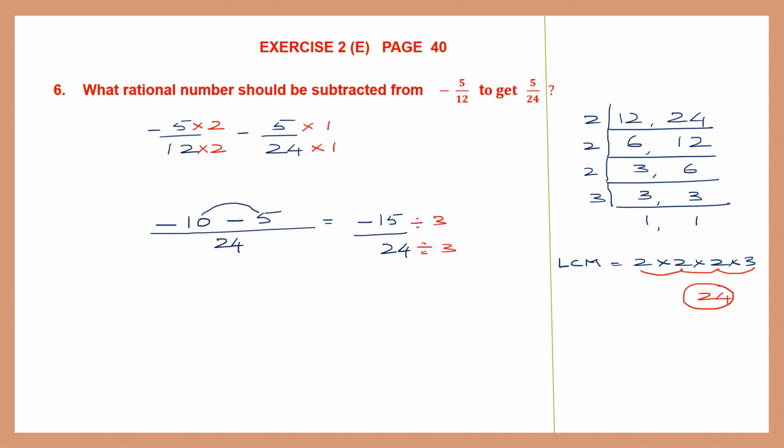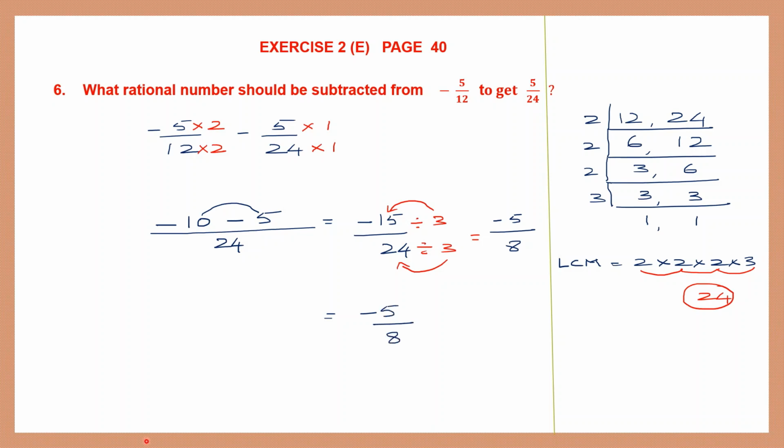Okay, so let's divide this by 3 and see what we get. 3 into what is 15? 3 into 5 is 15. We have a minus sign, so we'll put that minus sign there. Now 3 into what is 24? 3 8s are 24. So what do we have here? As the answer, we have minus 5 by 8.